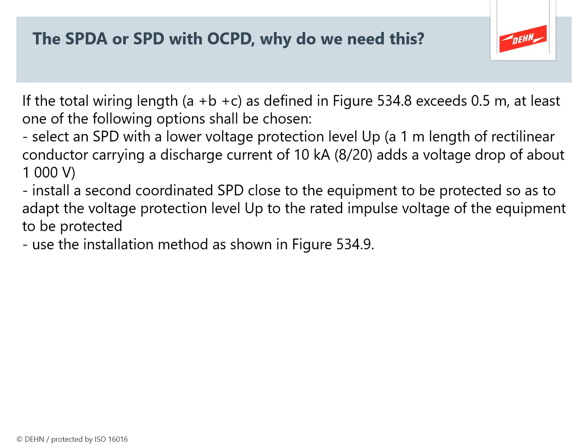And this stresses another point in the regulations, that 1 meter of rectilinear cable carrying a discharge current of 10 kA adds a volt drop of 1000 volts. So if I already have 1.5 kV in my SPD and I have 1 meter of cable, I am at my maximum value of 2.5 kV. And if I can't keep it below 0.5 meter, then as it says, I need to have another SPD close to the equipment to be protected to make sure that the impulse value of that equipment is not exceeded.